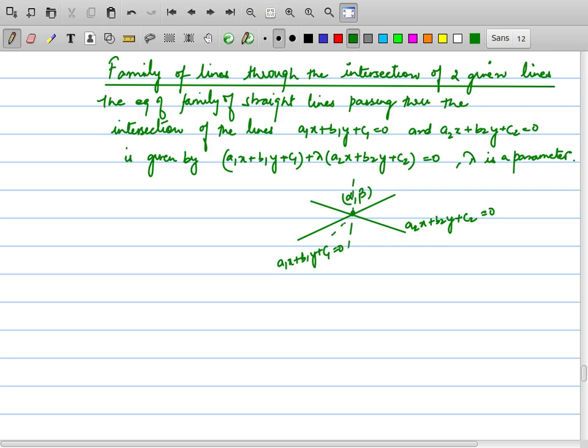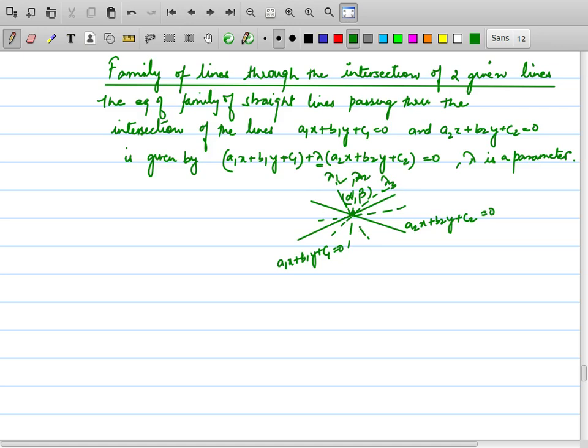There would be how many lines? There will be infinite lines that will be passing through this point. That is why we are calling it family of lines, because all the members of this family are passing through this point. All these lines will have a common characteristic that they all are passing through alpha beta. That is, alpha beta will be satisfying all those equations. For different values of lambda, we will have different members of the family. For example, if lambda is equal to lambda 1, we'll get this member of the family. For lambda 2, we'll get this. For different values of lambda, we'll get the different members of this family.